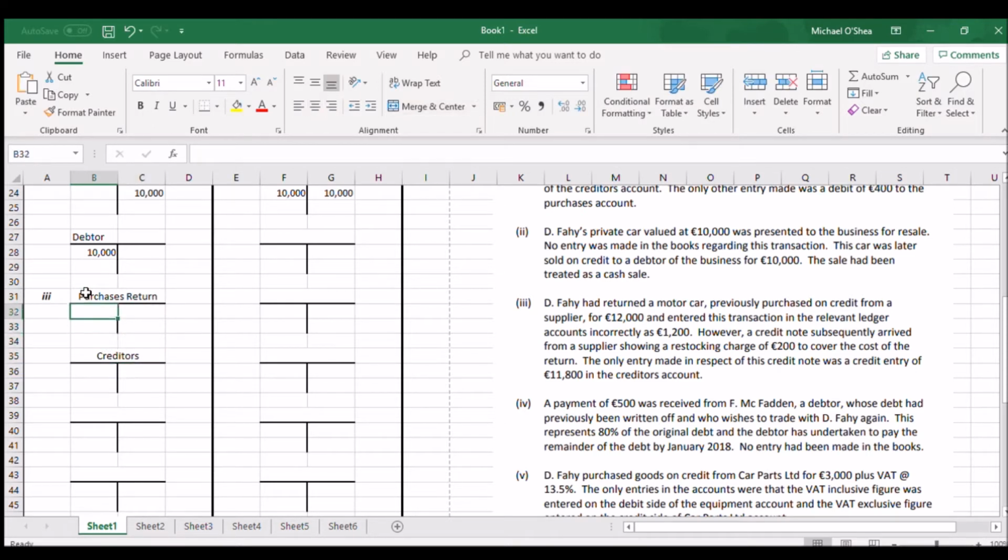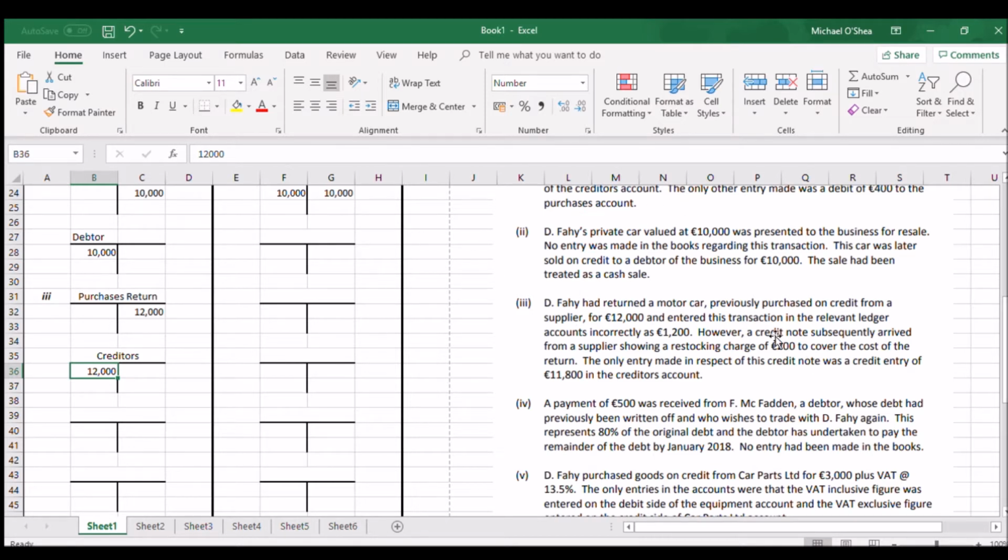I've returned something. So purchases is usually a debit side because it's an expense. It's money we pay. So if I make a purchase return, I'm going to receive that money back. I should have received 12,000 back. Creditors, well, I usually credit the creditors account to increase the amount that I owe them, but in this case we are returning something. So I'm going to debit the figure because I no longer owe this to my creditors. I'm going to reduce my creditors account by 12,000.